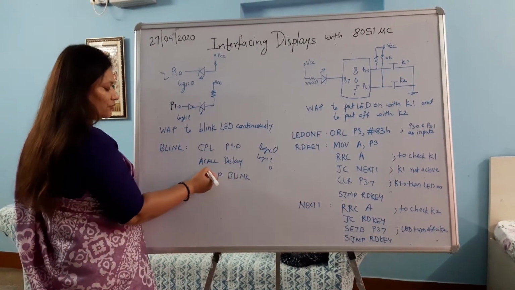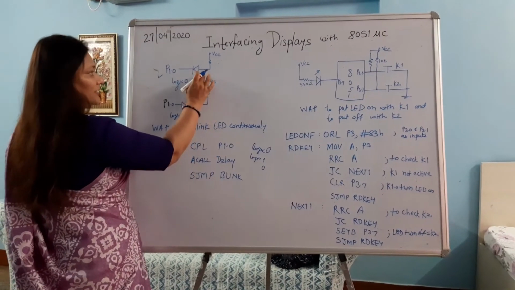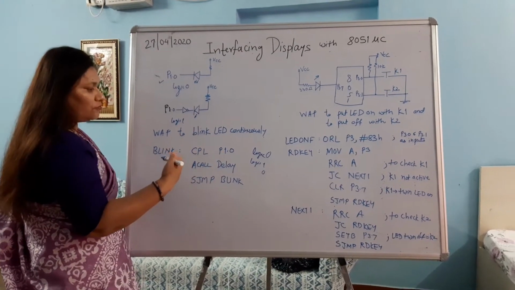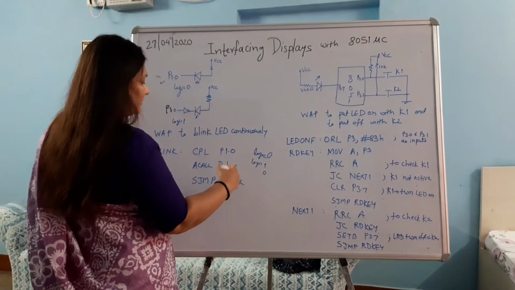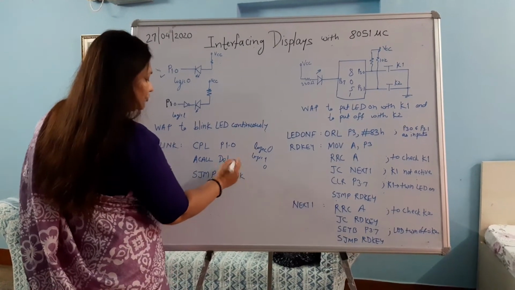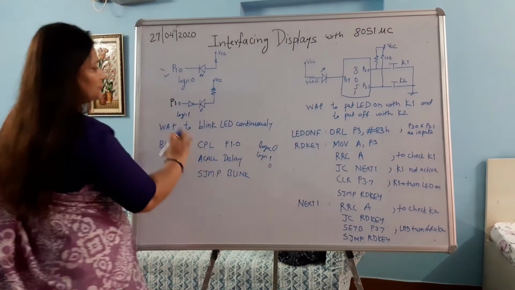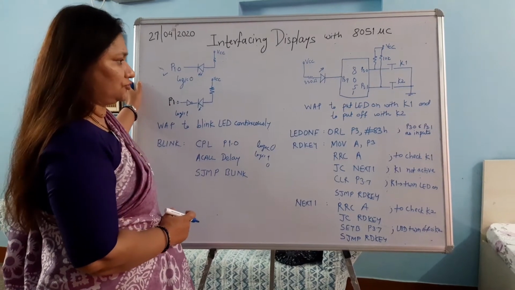One instruction is provided for delay. So one instruction is sufficient for one LED to continuously blink on and off. If you want to blink the on time and off time differently, then you can use delay 1 for off and delay 2 for on. So this is how we can blink the LED with 8051 microcontroller.